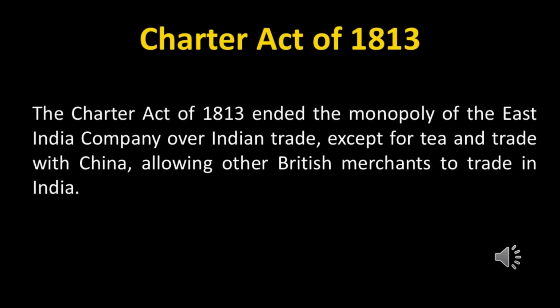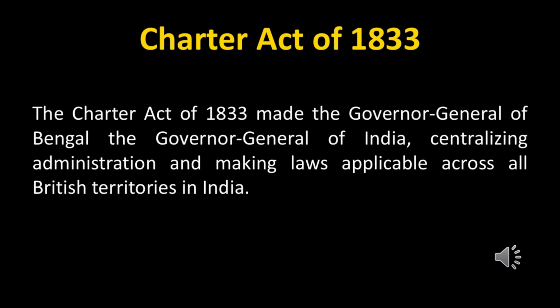Charter Act of 1813. The Charter Act of 1813 ended the monopoly of the East India Company over Indian trade, except for tea and trade with China, allowing other British merchants to trade in India. Charter Act of 1833. The Charter Act of 1833 made the Governor-General of Bengal the Governor-General of India, centralizing administration and making laws applicable across all British territories in India.